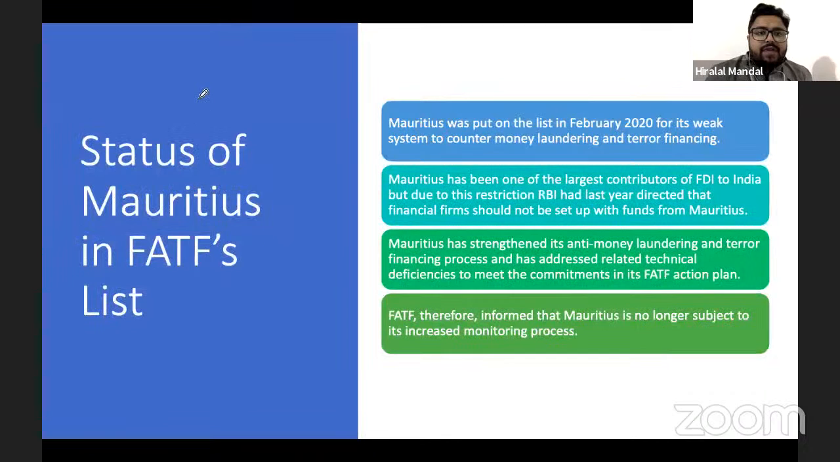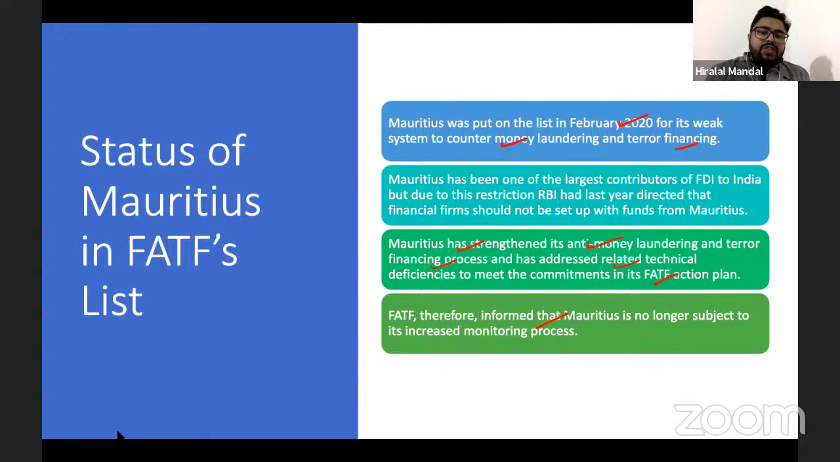Now, if you look at the status of Mauritius in the FATF list, as I said, in February 2020, because of its weak system in countering money laundering and terror financing, Mauritius was put on the gray list. But now it has been removed, because Mauritius has strengthened its anti-money laundering and terror financing process. It has also addressed the technical deficiencies to meet the commitments in the FATF action plan. So it has been informed that Mauritius is no longer subject to its increased monitoring process.